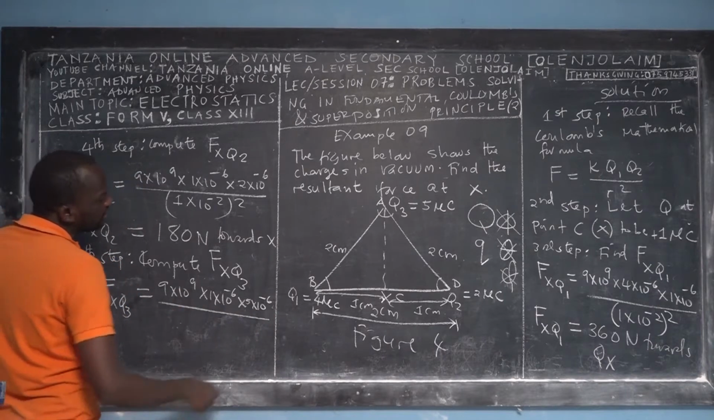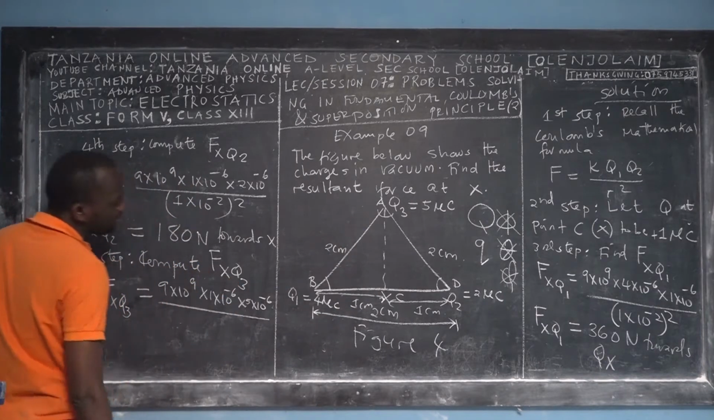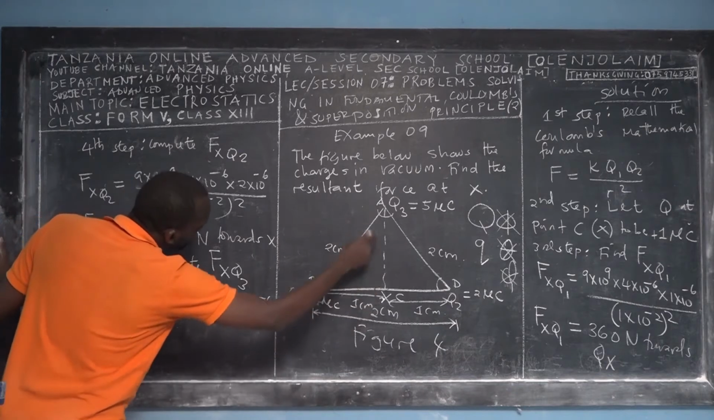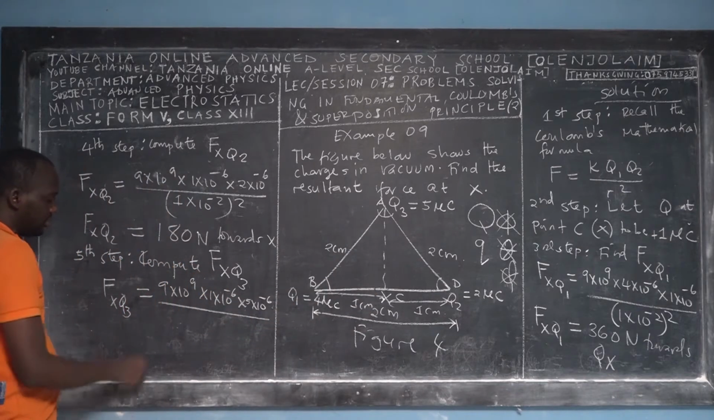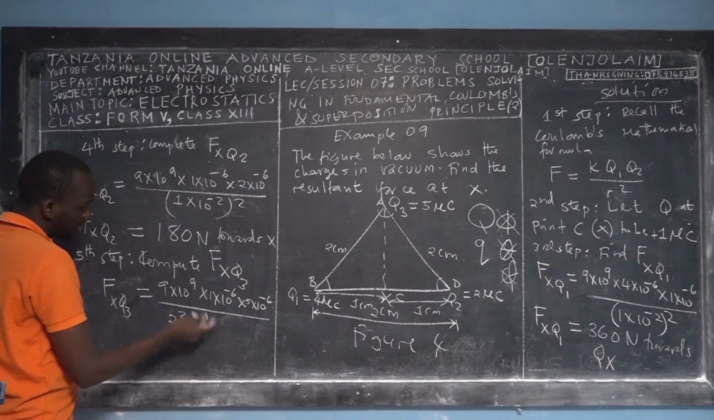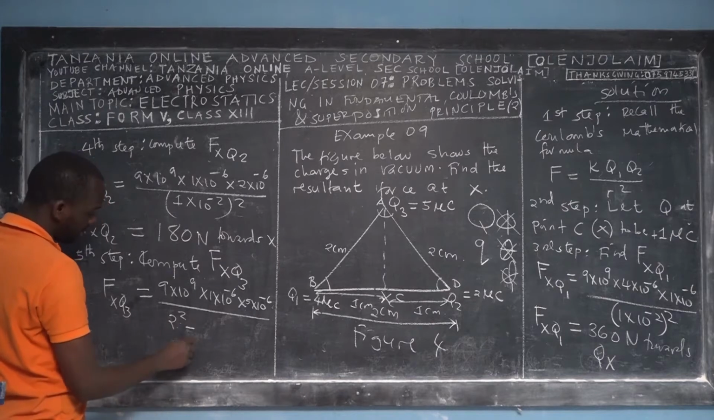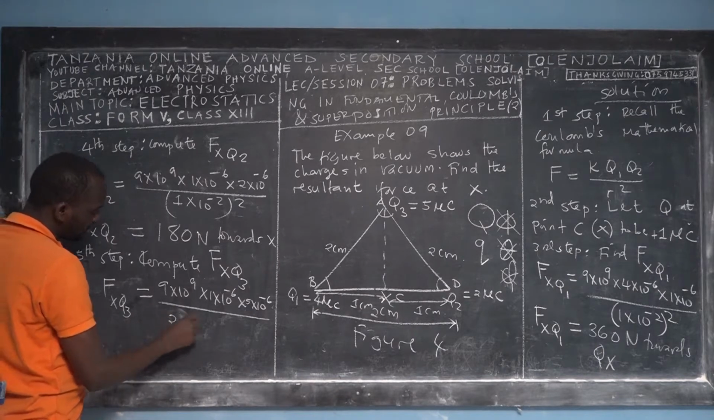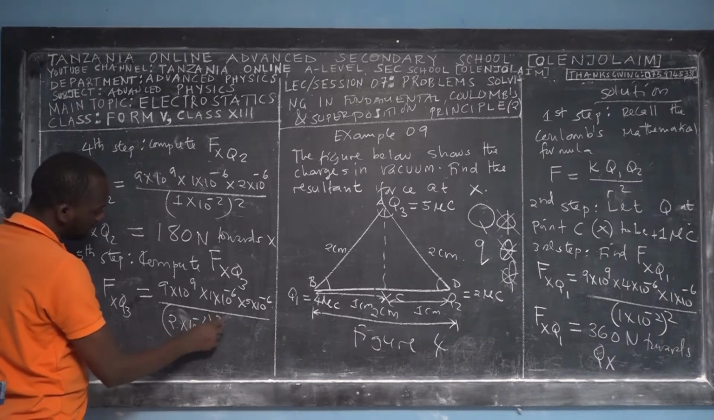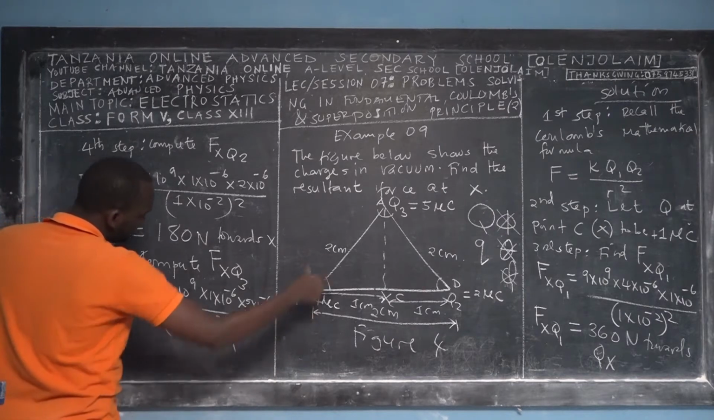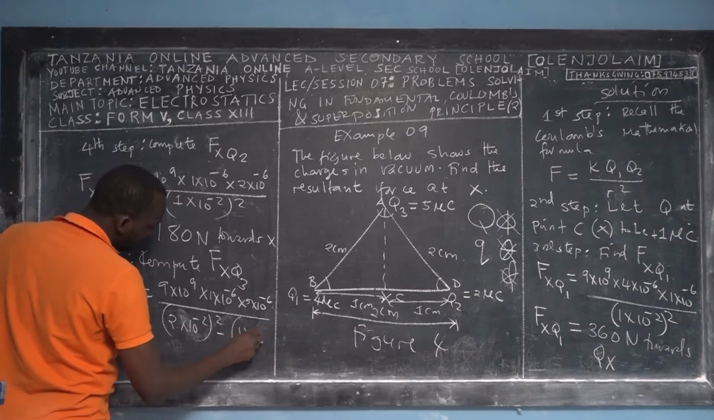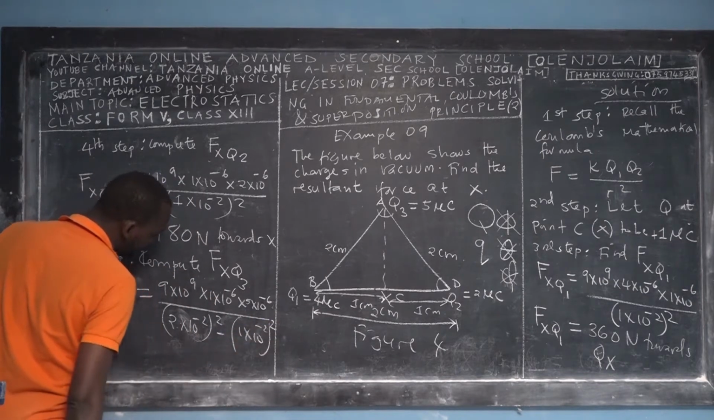Distance between this point and this point is equal to what? Distance between this opposite of this angle is equal to what? Is equal to 2 squared minus 1 squared, so we have 2 exponent negative 2 squared minus 1 exponent negative 2 squared.